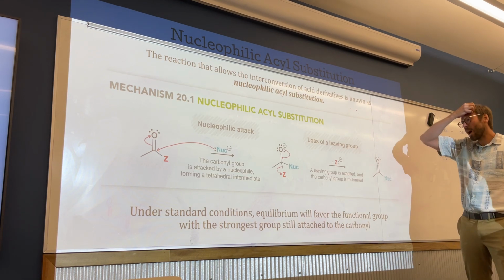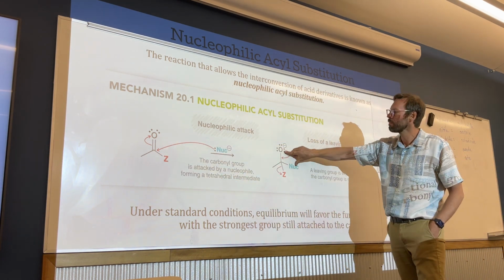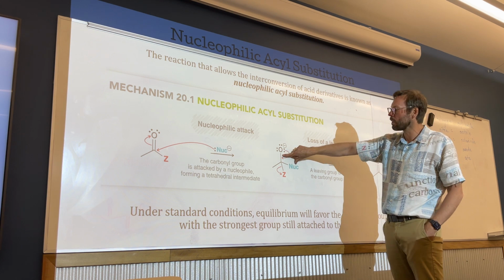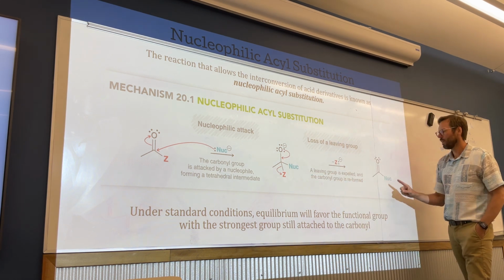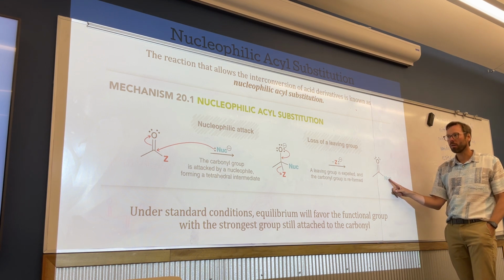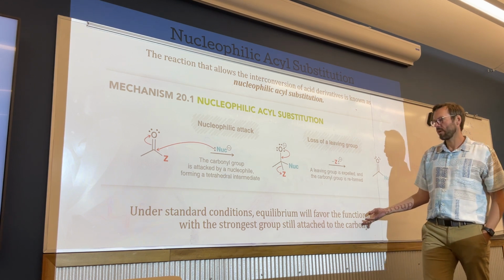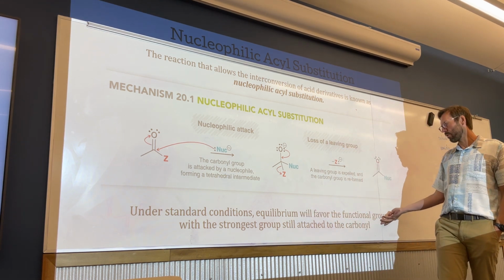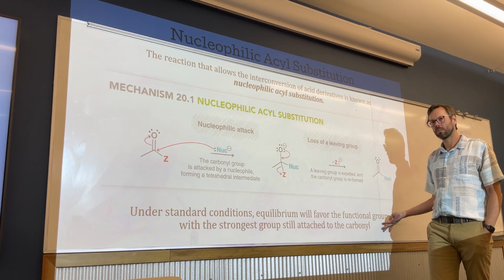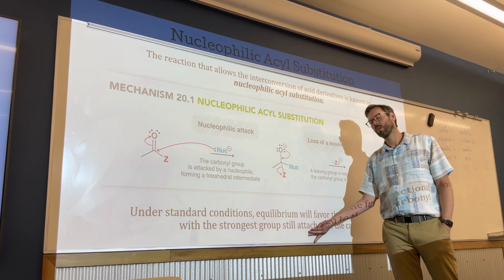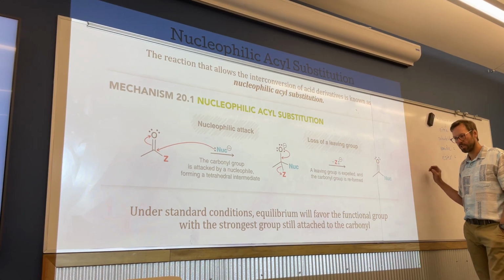And so this is what's happening here. We have our nucleophilic attack. It comes in. We get rid of our double bond here. And the leaving group leaves, and we have our derivative. And again, this is just another way of saying it: under standard conditions, equilibrium will favor the functional group with the strongest base still attached to the carbonyl. Or in other words, the stronger base, the least reactive substituent.